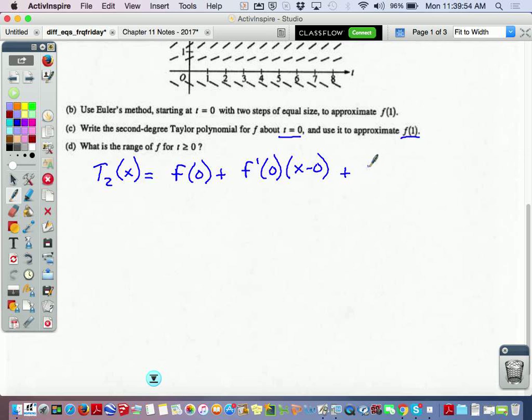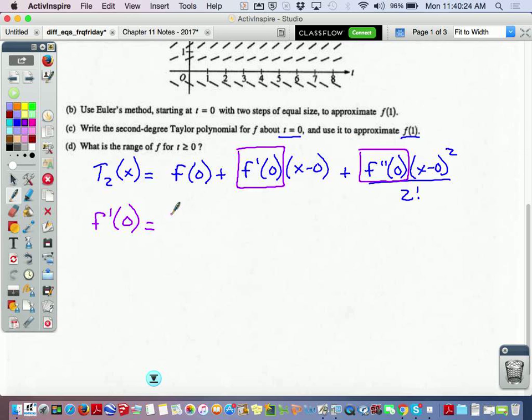And then our next value would be f double prime of 0 times (x minus 0) squared over 2 factorial. So there's some pieces of information that we need here. We need to find the derivative at 0, and we need to find the second derivative at 0. If we can find those two, then we'll be able to fill in the Taylor polynomial. So let's start by doing f prime of 0.